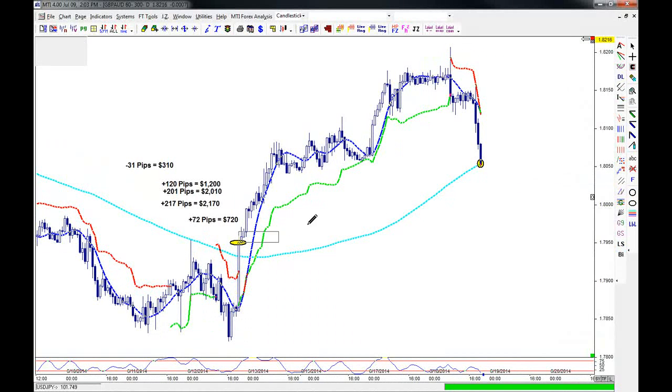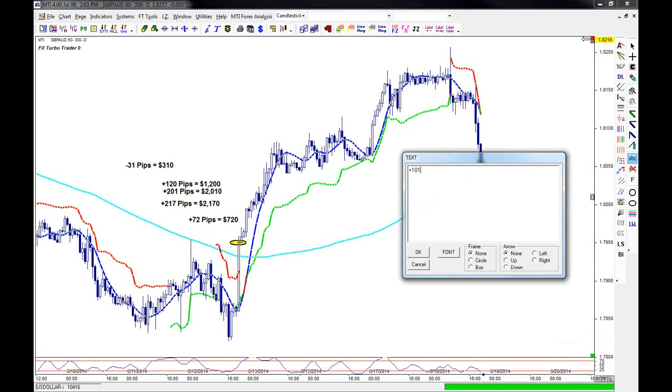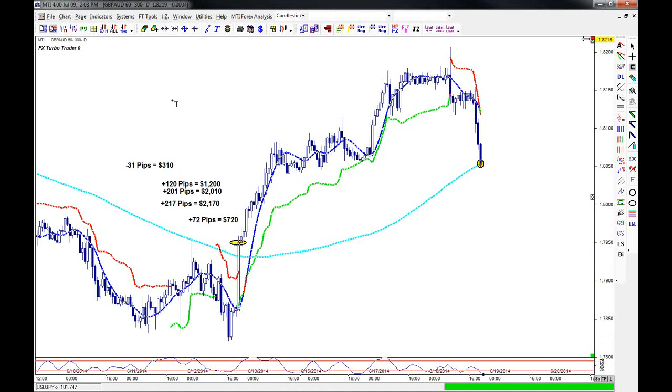I got in here. I got out here. I'm at 101 pips. How many of you see that? So 101 pips, or 1,010 US dollars. So what I want to do now is I want to actually show you something. I want to show you where we're at today.